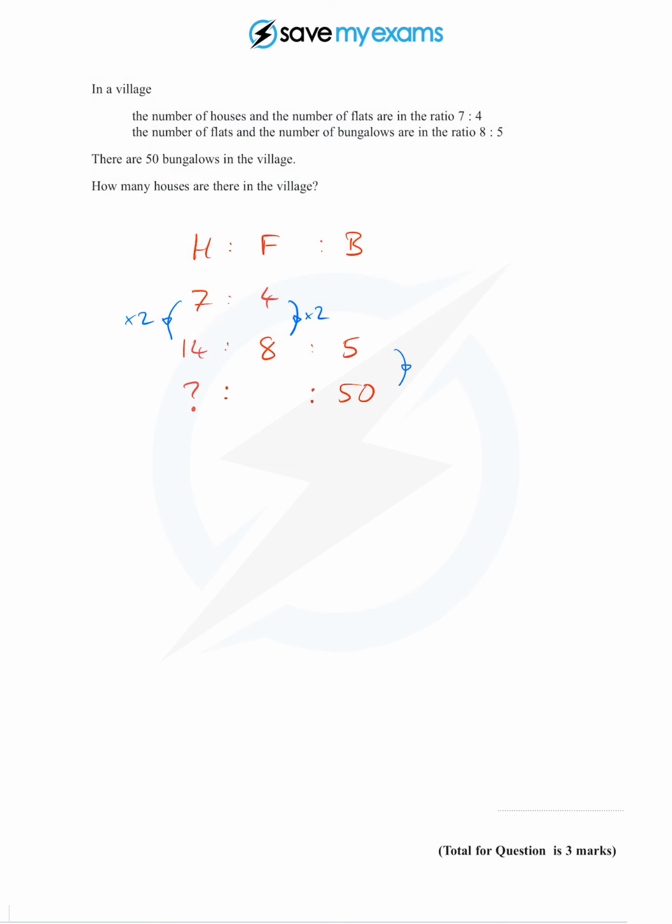How do I get from 5 to 50? I simply multiply by 10. How do I get from 14 to the question mark? In other words, how many houses there are? I simply multiply by 10. And so the number of houses, and we've just done this by scaling up our ratios, is 14 times 10, which is 140. And that is that.